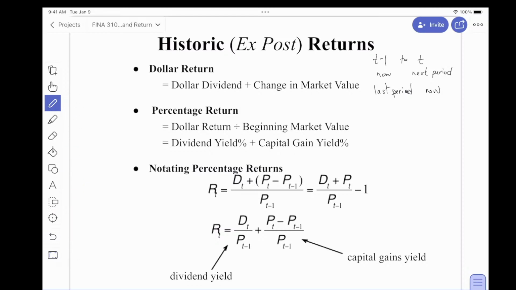So if we use the symbols, dollar dividend being DT, D for dividend, and T for time T. And the change in market value we mark as the change from last period to now, or now to next period. Then what we need to do is divide these to see the change by the initial price. So that's what we're going to do. So the beginning, we divide that by the beginning market value.